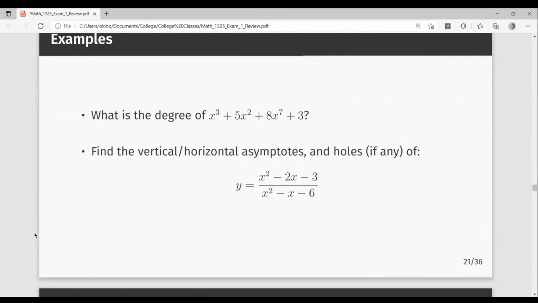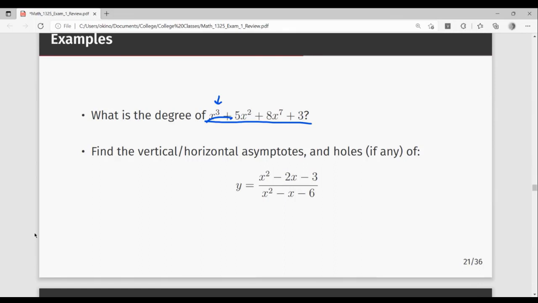So first off, what is the degree of this polynomial? Well, let's look at the leading coefficient, right? Leading coefficient is x cubed. But is it of degree 3? If you look at all the other factors, it actually isn't, right?